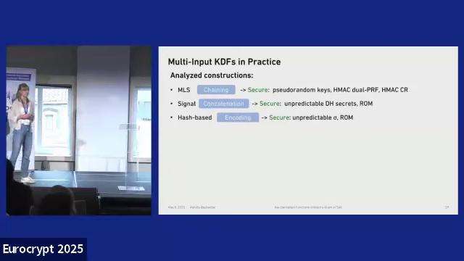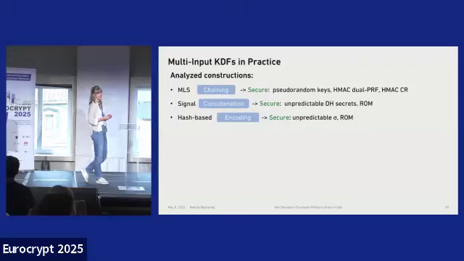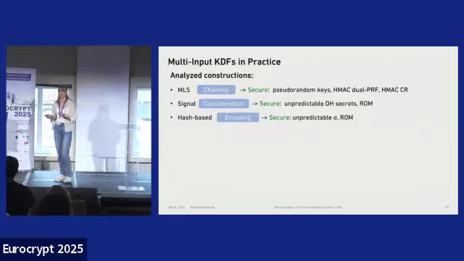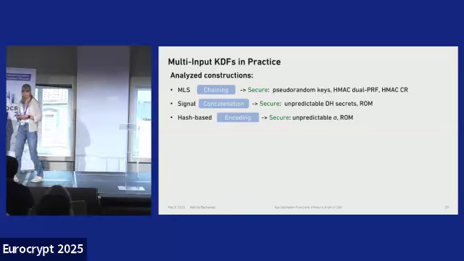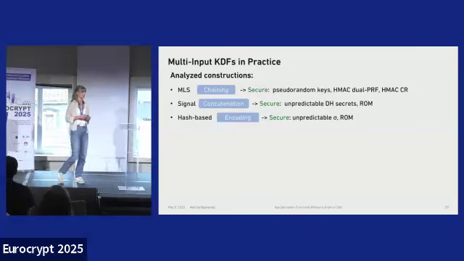We then analyzed a generic hash-based construction, which works kind of similarly to the Signal one, except that instead of direct concatenation of the input key materials, it uses some unambiguous encoding. Now, we showed that this kind of construction is also secure if the source key material is unpredictable and you model the hash function as a random oracle.